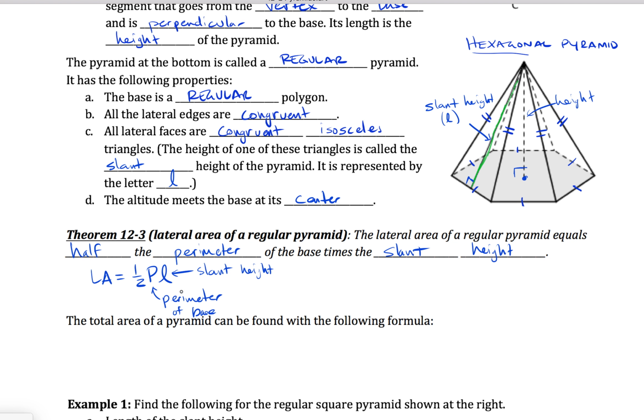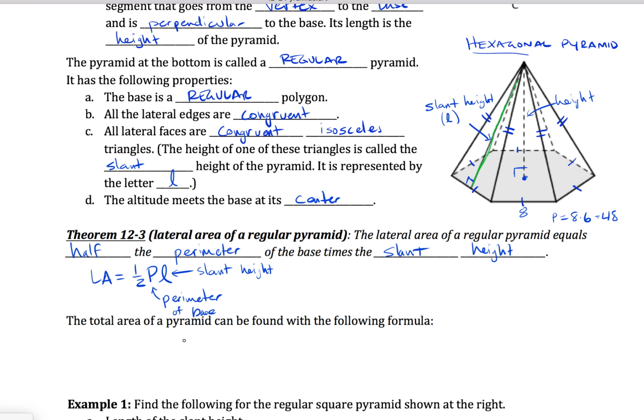Of course, remember, in a regular pyramid, that base will be a regular polygon, so calculating its perimeter should be pretty easy. You'll just have to find one side of that polygon and then multiply it by however many sides there are in the polygon. So in this case, with this hexagon, if we knew, for instance, that that side right there was 8, then the perimeter would just equal 8 times 6, or 48. All right? So there's your formula for lateral area.